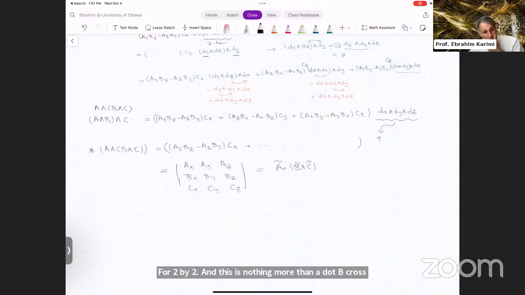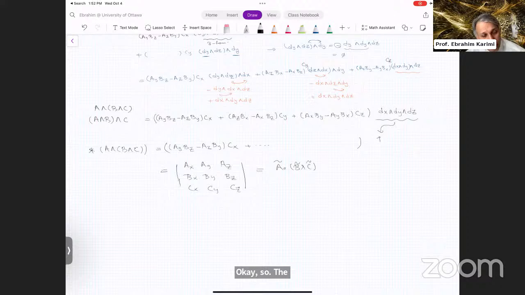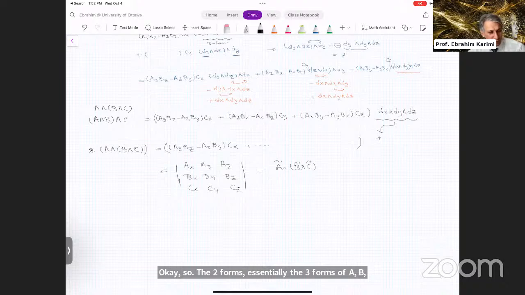Okay, so the three-forms, essentially the three-forms of A, B, and C, the wedge product of them, if you look at the dual space of that, is identical to finding a volume which is created by the three vectors A, B, and C. So this was your question, which you asked during the lecture. Okay, so that's really the differential formalism.